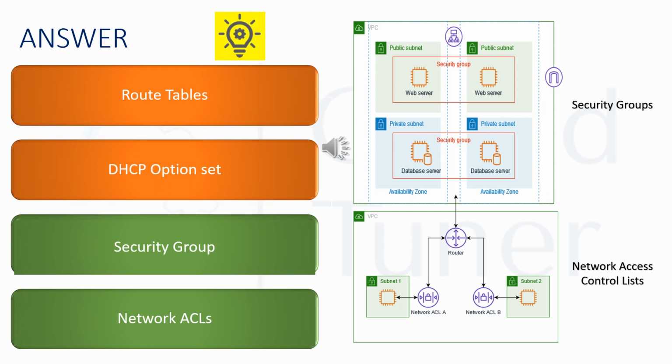A route table contains a set of rules, called routes, that are used to determine where network traffic from your subnet or gateway is directed. To put it simply, a route table tells network packets which way they need to go to get to their destination. Each subnet in your VPC must be associated with a route table, which controls the routing for the subnet.